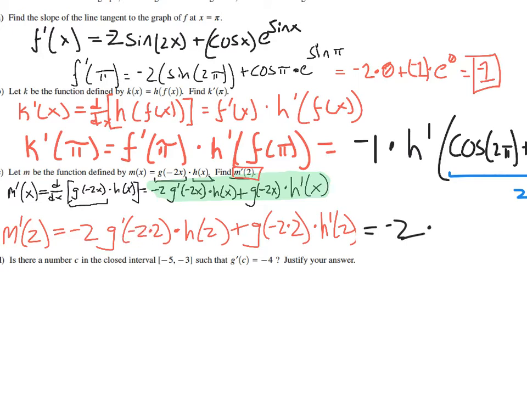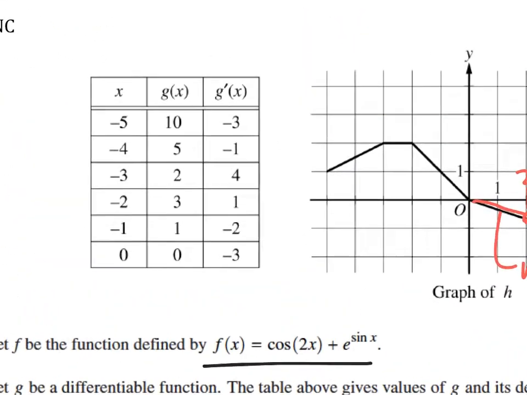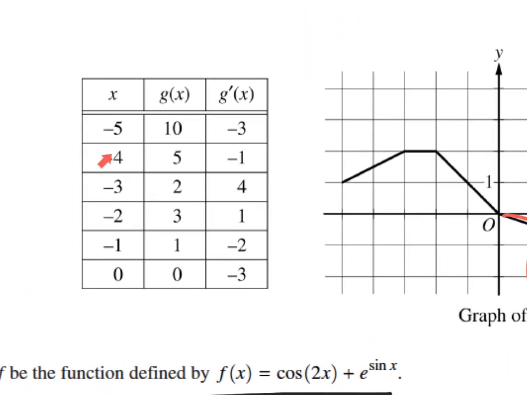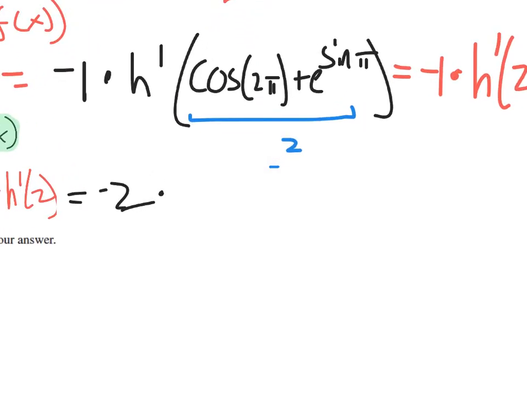All right? So g prime of negative 4 is what that is. So when x is negative 4, what's g prime? It's negative 1. So g prime of negative 4 is negative 1. So we don't have to compute anything. We just got to look it up. Negative 1. All right?